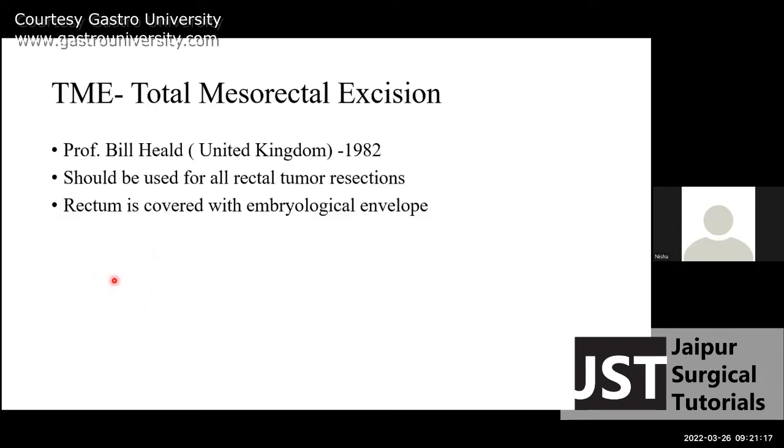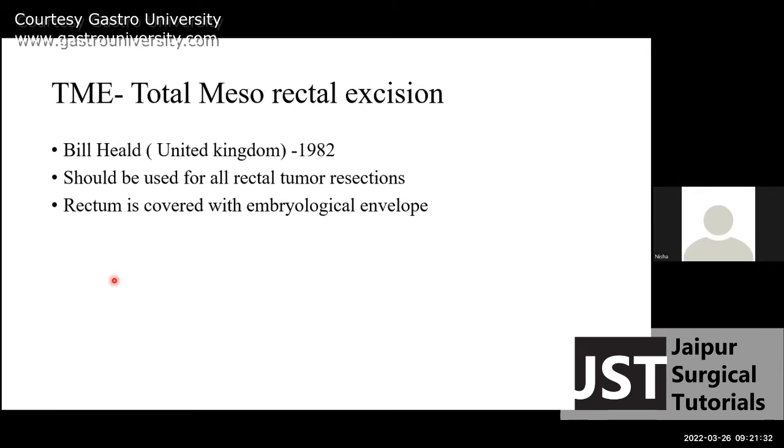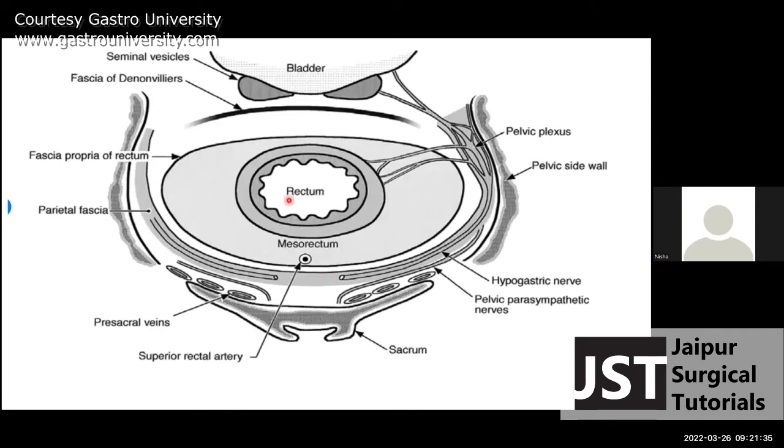Coming to the concept of total mesorectal excision, it was Professor Bill Heald in 1982 who introduced this concept and said that it should be used for all rectal cancer surgeries. He believed that the rectum is covered with an embryological envelope called the mesorectum, which contains all the fibrofatty tissue containing the lymph nodes as well as the vessels. Even the superior rectal artery lies underneath the mesorectal fascia. Further, this mesorectal fascia is also called the fascia propria of the rectum, which is also called the visceral layer of the pelvic fascia.